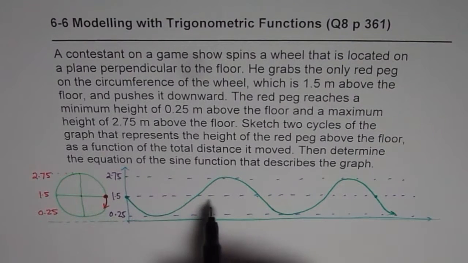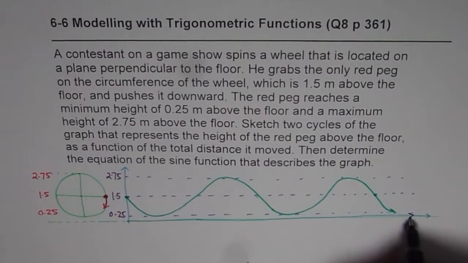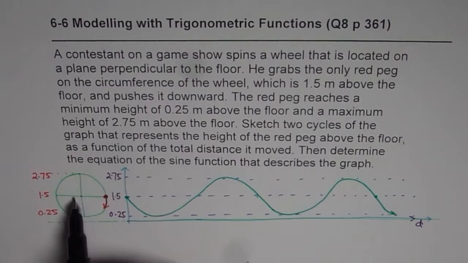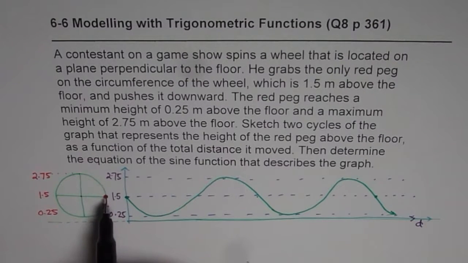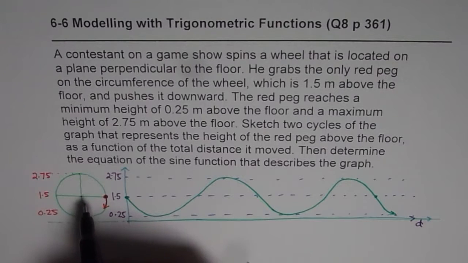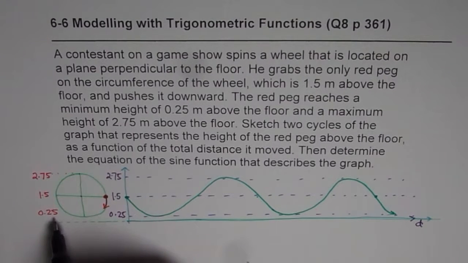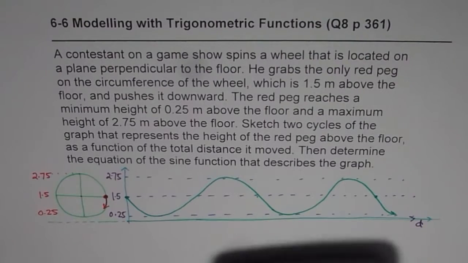Now what is the distance? We are having distance along this side. So the distance will be 2 pi r. So we need to find what is the radius of this, correct? Now the radius will be the average of these two values, correct? So let's find the radius.